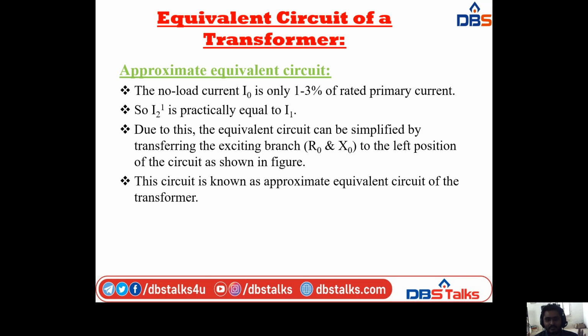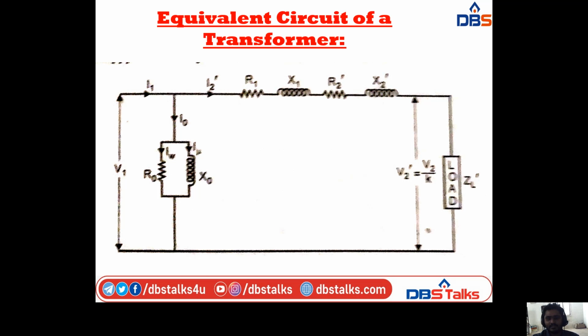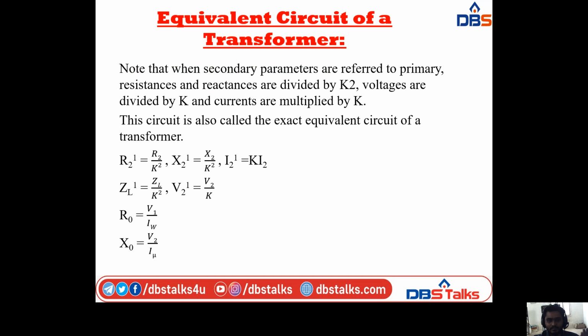So for the equivalent circuit, we are simplifying the circuit by transferring the exciting branch, that is R0 and X0, to the left portion of the circuit. It is shown like this. Okay. So actually in the previous diagram, there is the exact equivalent circuit. We have this R0 X0 combination towards the load, but in this diagram I am transferring this R0 and X0 towards the supply voltage, that is V1. We have the combination like this. So this is the diagram.